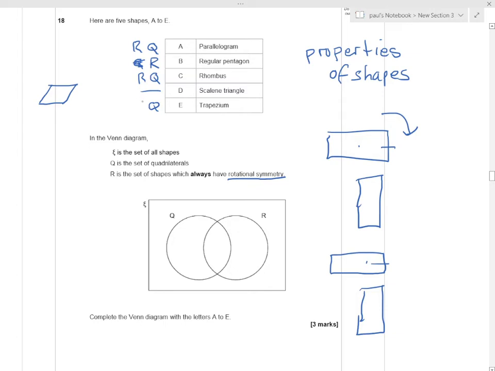So where do all these go? The E is the trapezium. That's a quadrilateral. That goes in there. The D is a scalene triangle which doesn't go anywhere. The B is rotational but not quadrilateral, and so A and C are going in both, so they have to go in the middle.